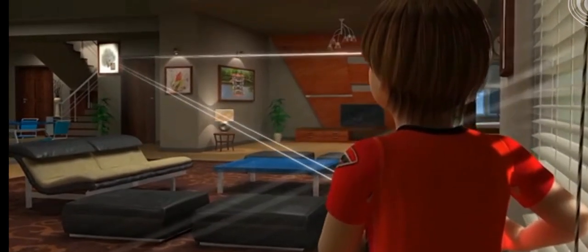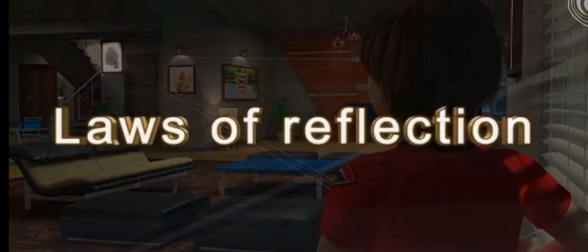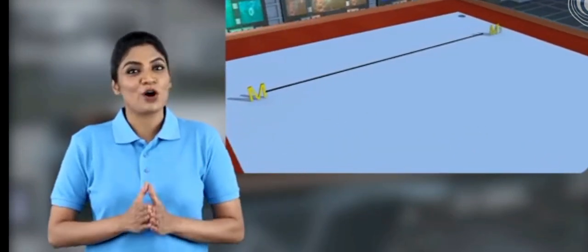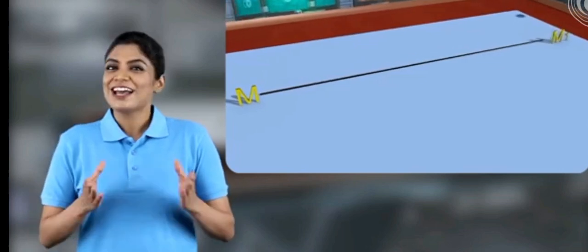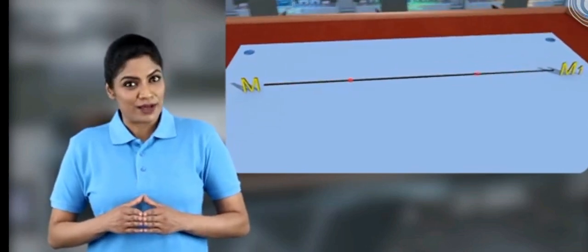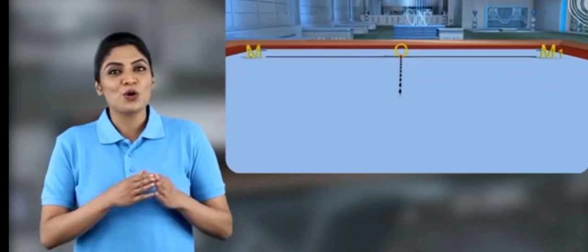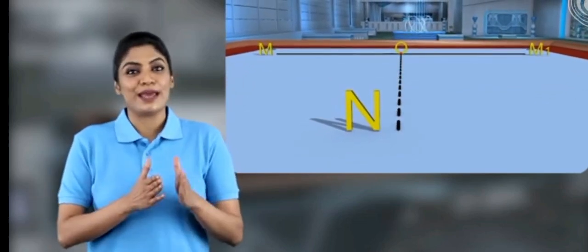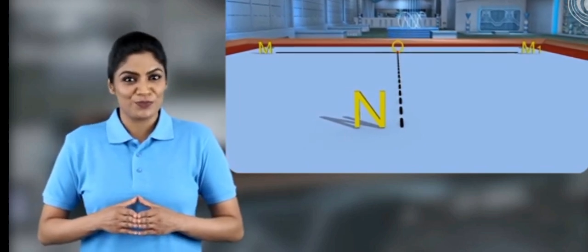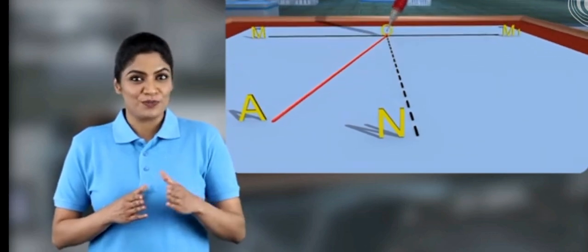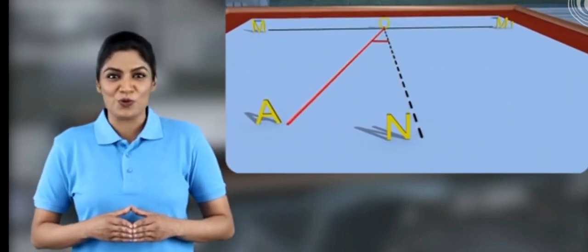Let us now understand the laws of reflection. Fix a sheet of paper on a drawing board with the help of pins. Draw a line MM1 on the sheet of paper. At the center of line MM1, take a point O. Draw a normal ON to line MM1 at point O. Now draw an incident ray AO, making an angle to ON.